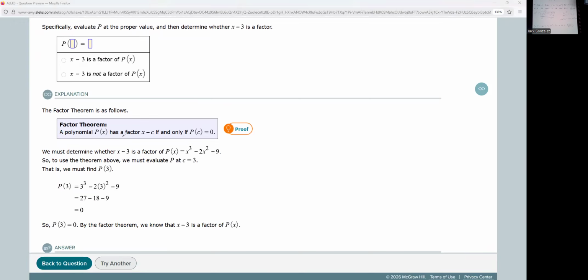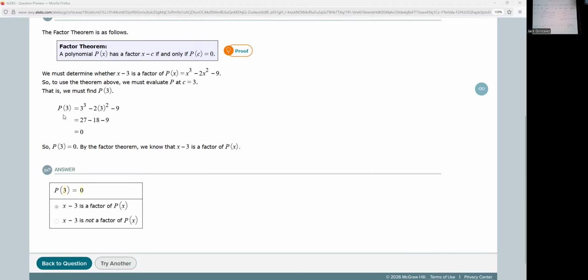If P has this factor, that is only true if P of C is equal to 0. And in the other direction, right, if C is a 0, then you can write it as a factor. So it goes both directions. This is an if and only if statement, bidirectional. So both ways are true. So plug in 3, you get 0, therefore it is a 0.